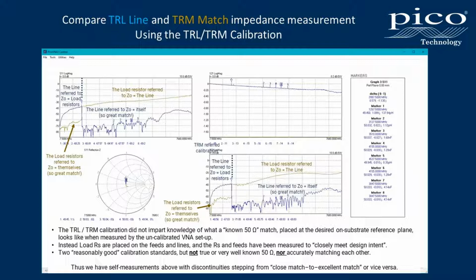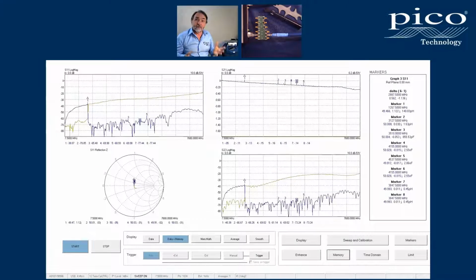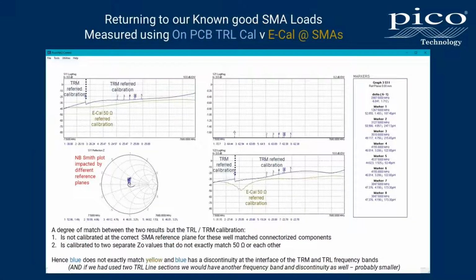So on the board we have two reasonably good standards. We have a reasonably good line, and we have a reasonably good pair of resistors. They make reasonably good calibration standards, but they are not true or very well known 50 ohm, nor do they accurately match each other at the frequency where we cross over from TRL to TRM. And thus we have these self-measurements above with discontinuities, stepping from close match to excellent match, or vice versa, excellent match to just a close match.